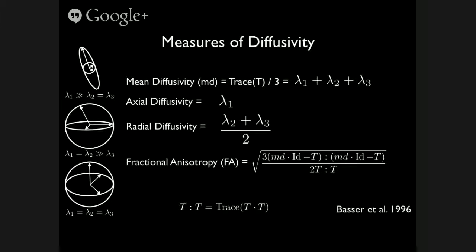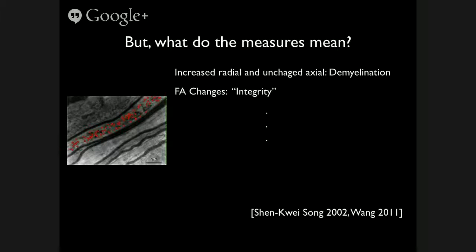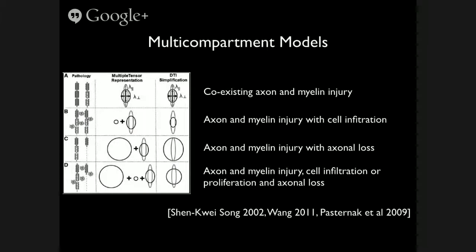And from the diffusion tensor, we also get what's called measures of diffusivity. You can quantify the shape of these water particles moving, and the main problem with those measures is: what do they mean? There's works that said that increased radial and unchanged axial diffusivity can be related to demyelination. FA changes are usually called integrity, but no one knows what that means in general. And one of the main problems in diffusion is the fact that we cannot actually peer into the microstructure.